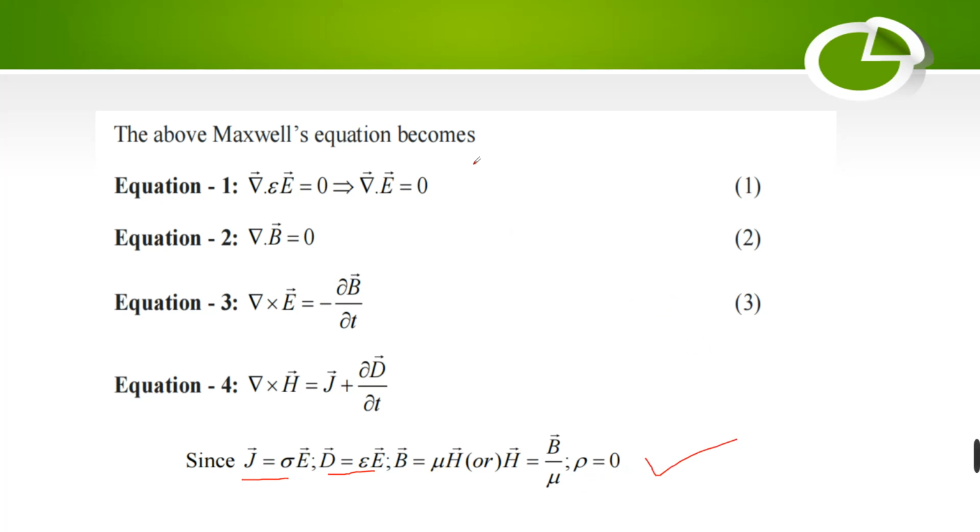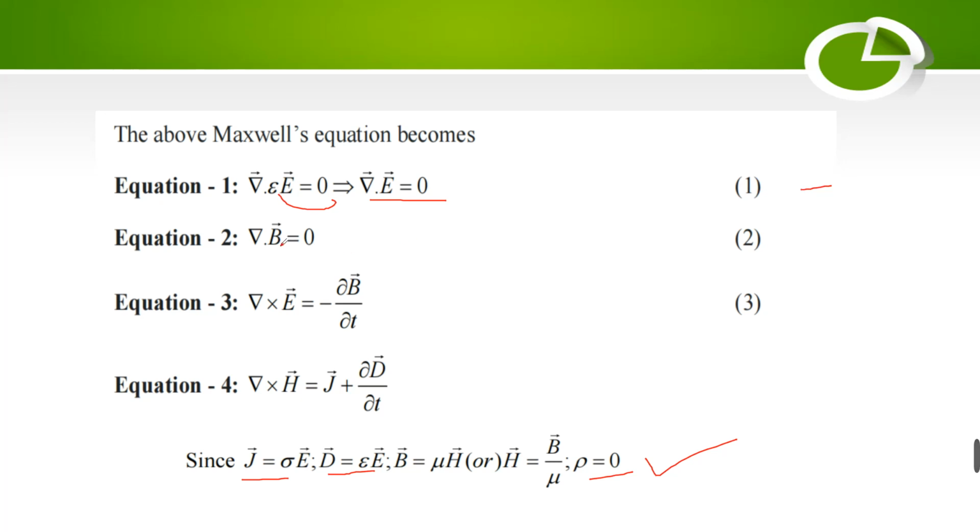Considering these terms, Maxwell's equations change. Del dot D, what is D? D is equal to epsilon E, and this is equal to rho. What is the value of rho? Rho is equal to 0. Then del dot E, we can bring this epsilon to the other side. When we bring it, 0 divided by epsilon will become 0, and del dot E is equal to 0. This was the first equation.